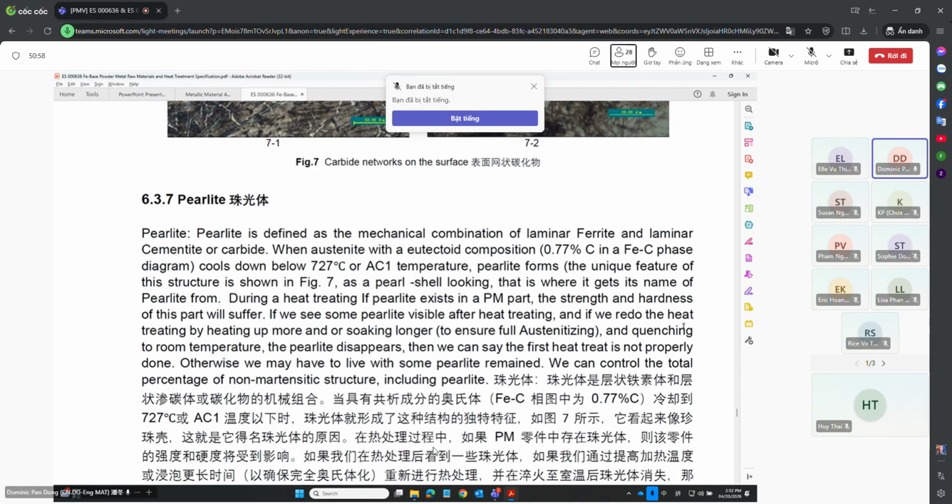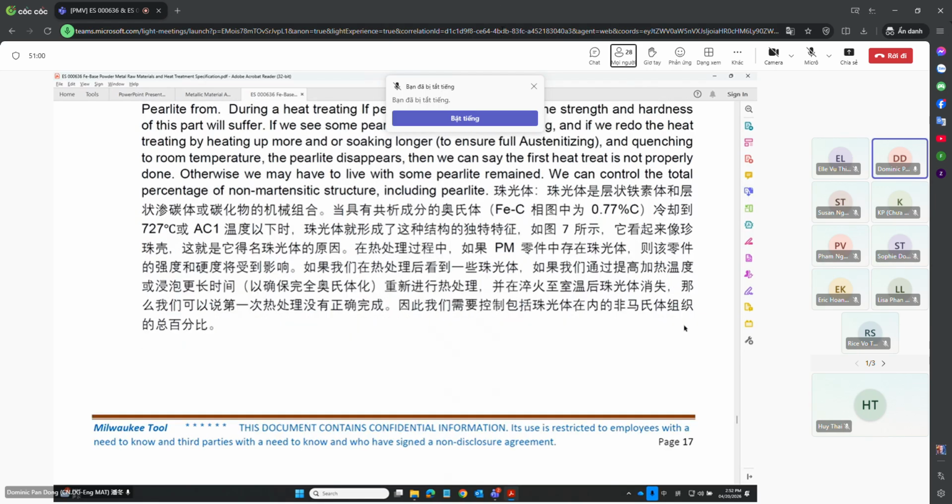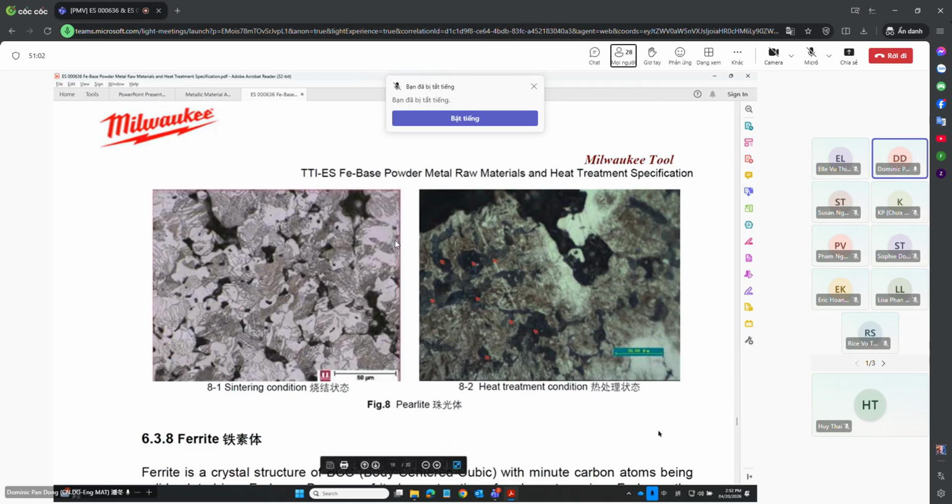The next one is about pearlite. If the heat treatment process is so bad, we would see that kind of pearlite structure there. But basically it's not a big concern for our suppliers in Vietnam now because of the heat treating equipment. The furnace is quite reliable.